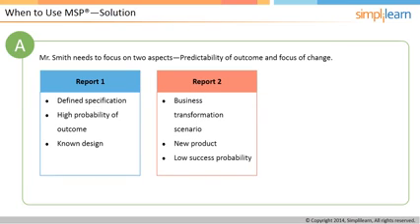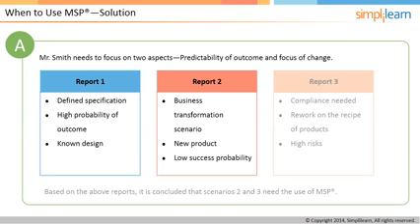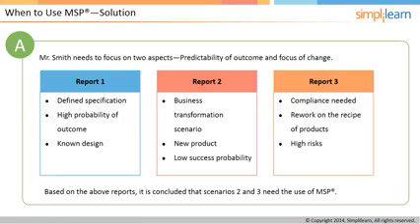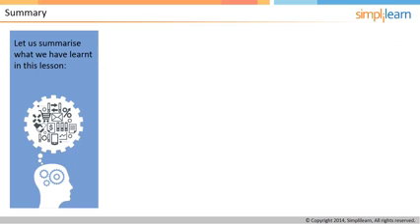In case of Report 2, the scenario is related to business transformation, and a new product needs to be developed for a section which has not been targeted earlier. As such, the probability of outcome is low, so the MSP framework should be strictly enforced. In case of Report 3, the scenario is such that failure to comply will lead to products being withdrawn from the market. Nutra Worldwide, Inc. may need to change the recipe of their products. As such, the MSP framework should be strictly enforced.